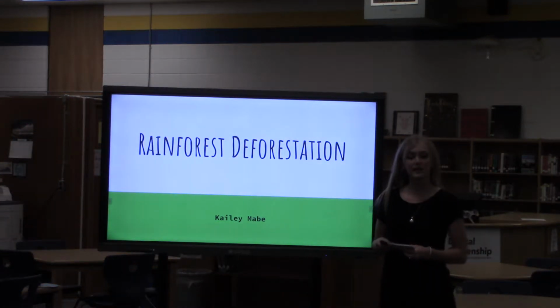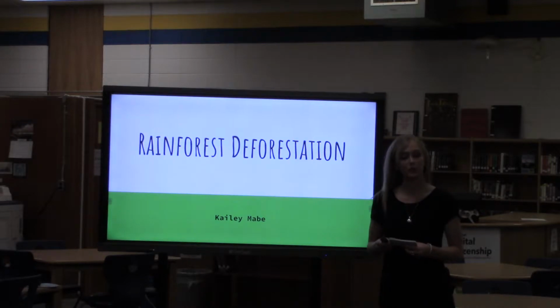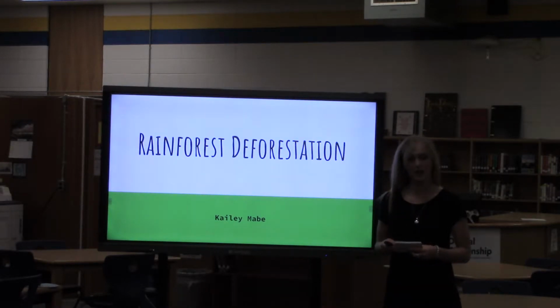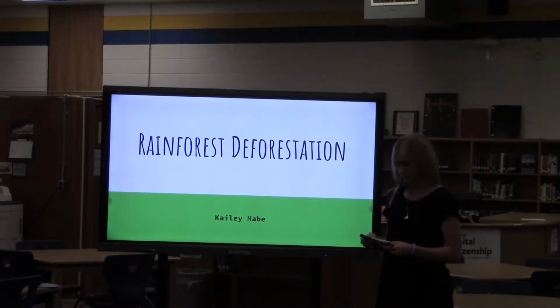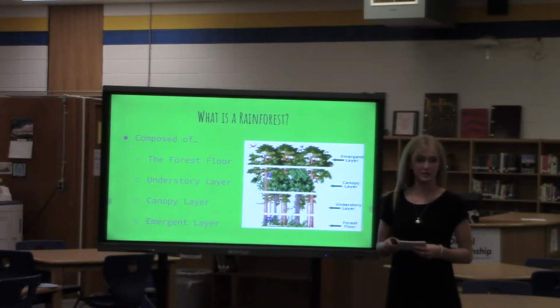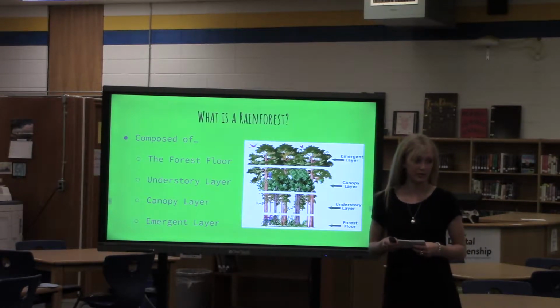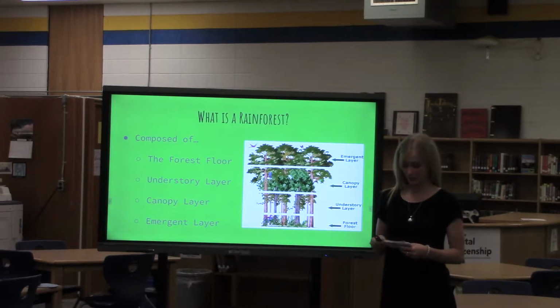Hi, I'm Mabe, and I will be discussing the question, what causes deforestation and how has it affected the inhabitants of the rainforest? So let's start with what a rainforest consists of. A rainforest consists of the forest floor, the understory layer, the canopy layer, and the emergent layer.